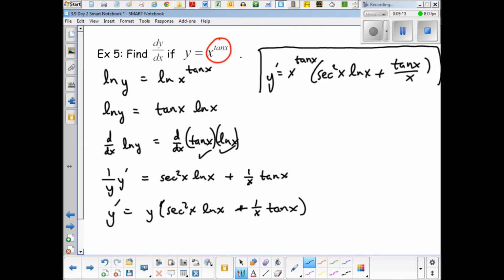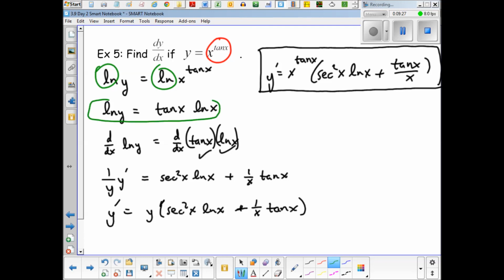And I recommend you use this method where we use a natural log on both sides, which is an old pre-calc trick. We were able to turn this into a problem that was all on one line, no exponents, and that's the end of the chapter.